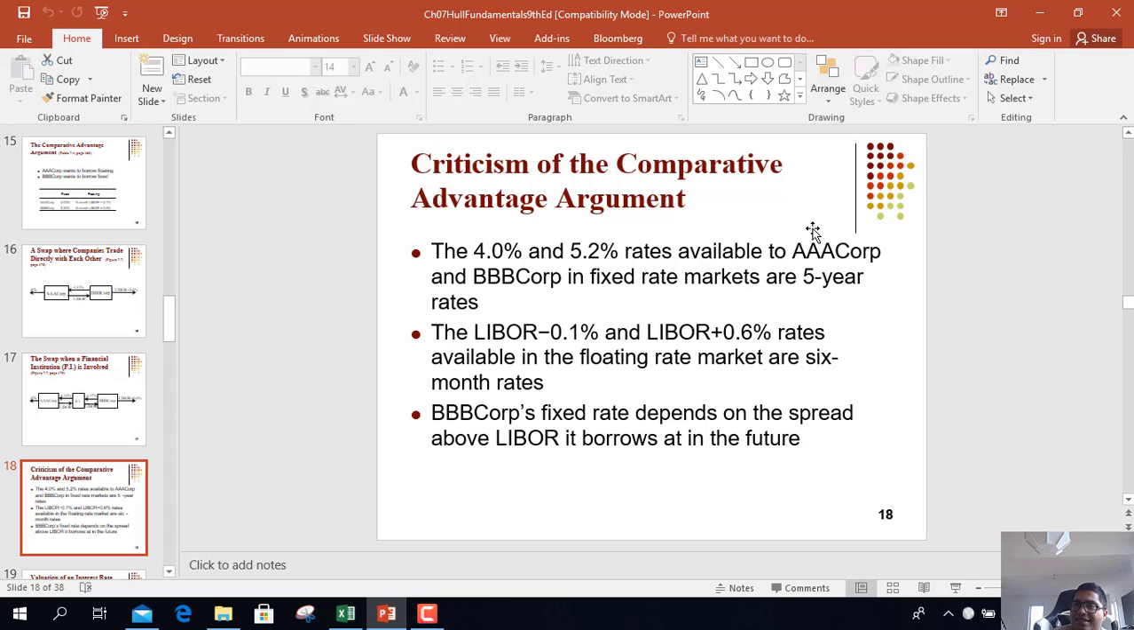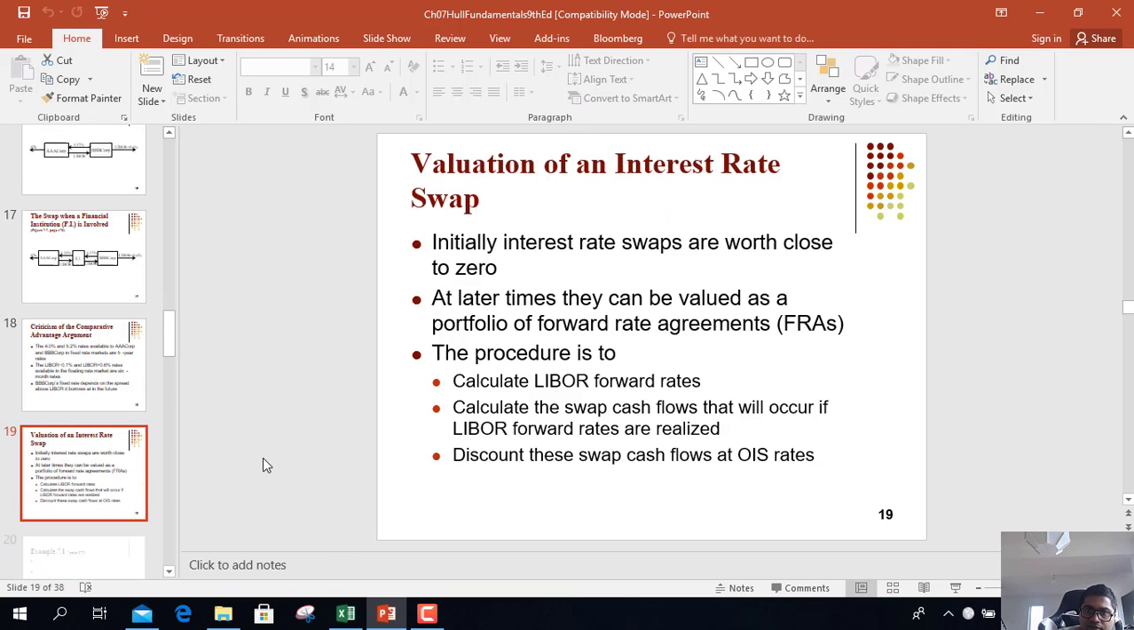Criticisms is there is a reason why a company can borrow at a lower rate. Maybe the tax considerations are important, right? And all other factors are important. So whenever you're getting into a swap transaction, you have to remember those.